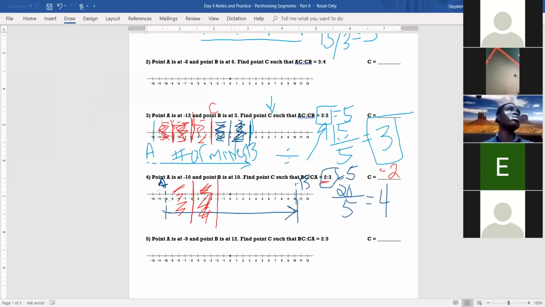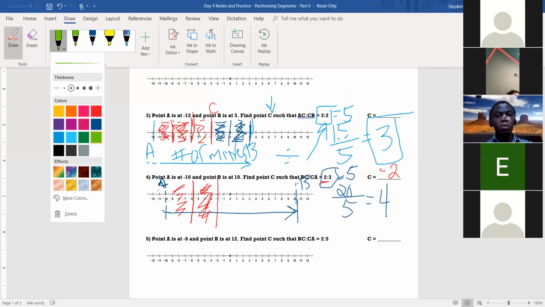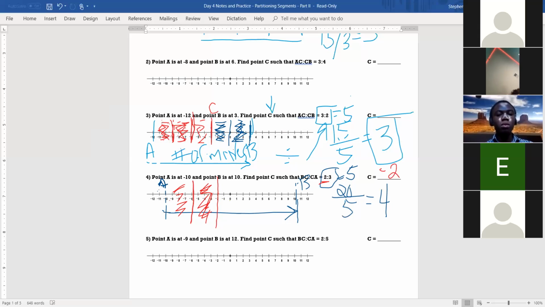And then we'll draw it in a different color. This will give us our 3. So then we got to go 1, 2, 3, 4. Here's another partition. 1, 2, 3, 4. Here's another partition. 1, 2, 3, 4, and back to 10. And so here's our 3 partitions. There's our 2 to 3 ratio right there for that line segment. And we know that point C is at -2, which evenly divides that line segment into a 2 to 3 ratio.